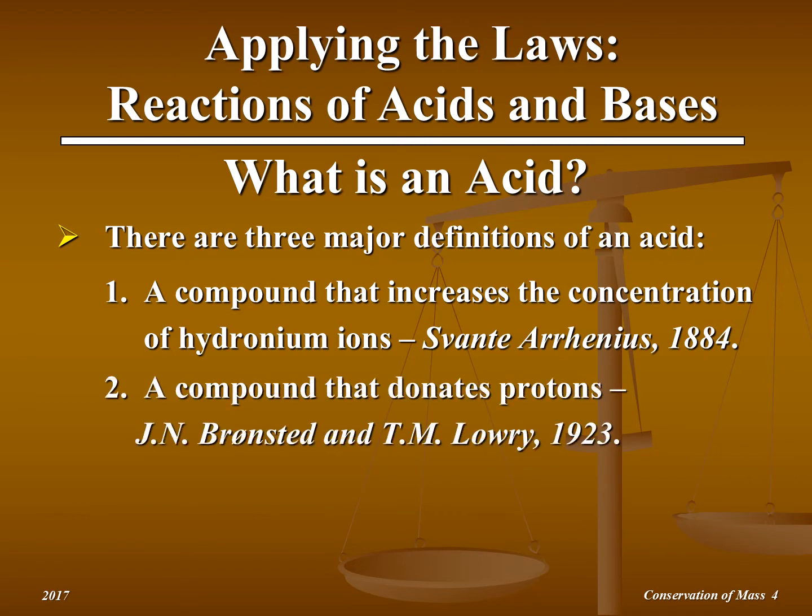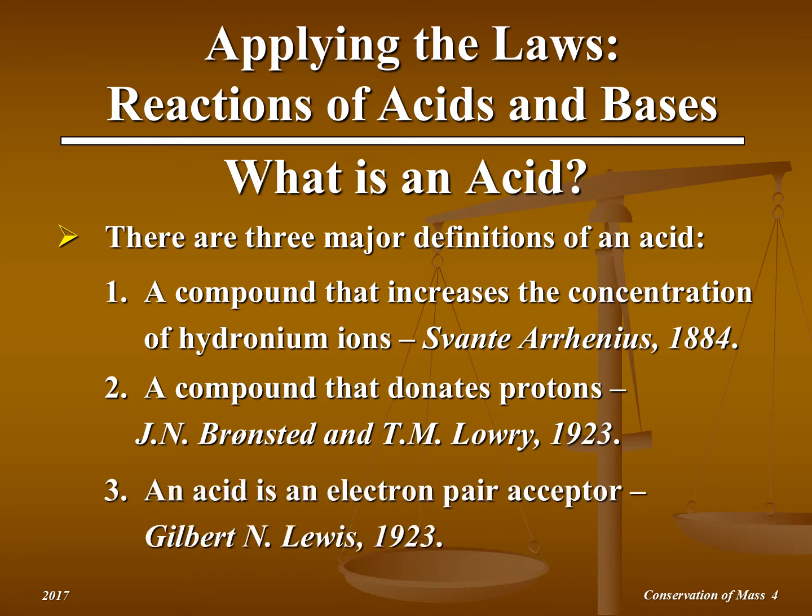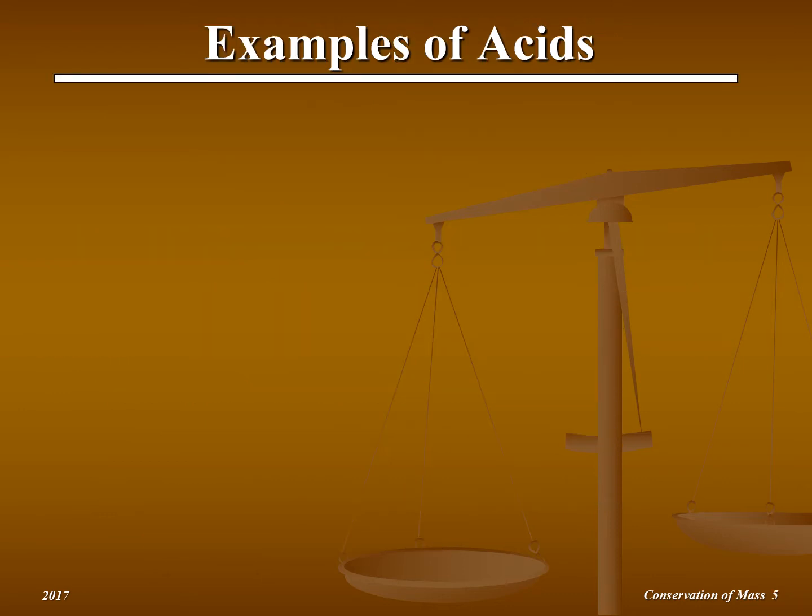In 1923, Bronsted and Lowry defined an acid as a compound that donates protons, which are hydrogen ions. This theory took the Arrhenius definition one step further, since a substance no longer needed to increase hydrogen or hydronium ions in order to be classified as an acid. The third definition is different than the other two in that it does not invoke hydrogen. This definition, which was proposed by Gilbert Lewis, also in 1923, states that an acid is a compound that accepts an electron pair. Let us look at some examples of acids that fit the 3 definitions.